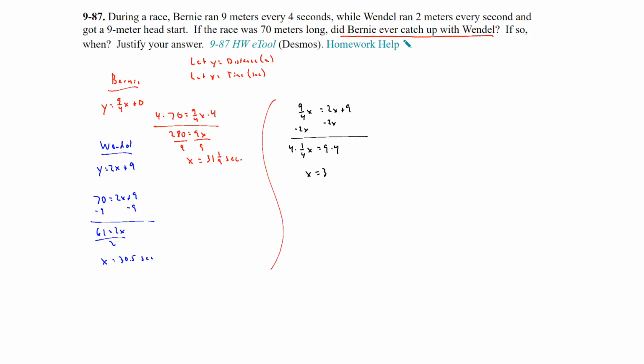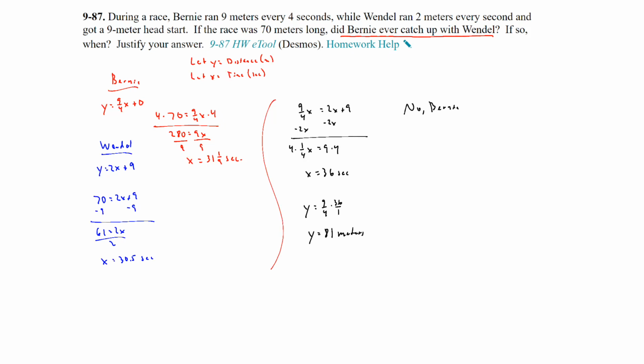So 36 seconds is how long it would take for Bernie to catch up, which if we plug that back in to see what that actual distance is, we would get y is equal to 81 meters. So just going a little bit further than the question asked, but if the race was 70 meters long, did Bernie ever catch up? No, Bernie did not catch up.